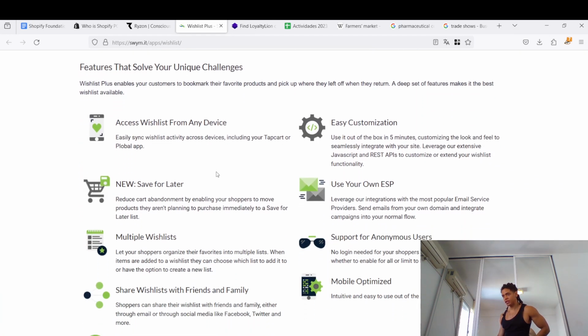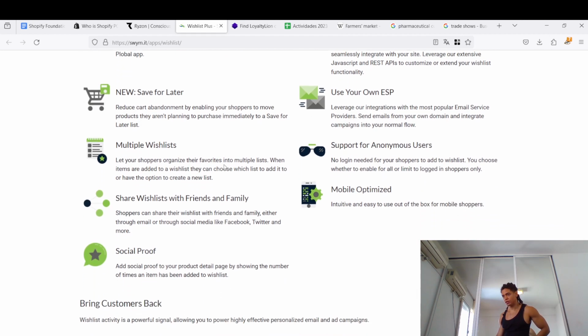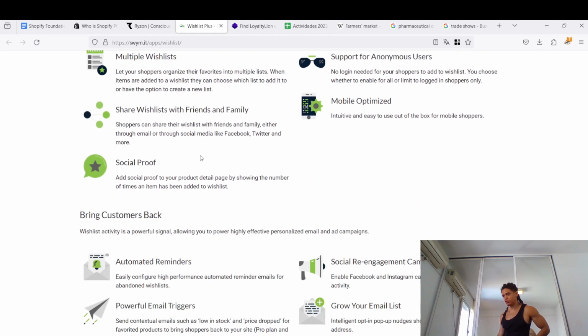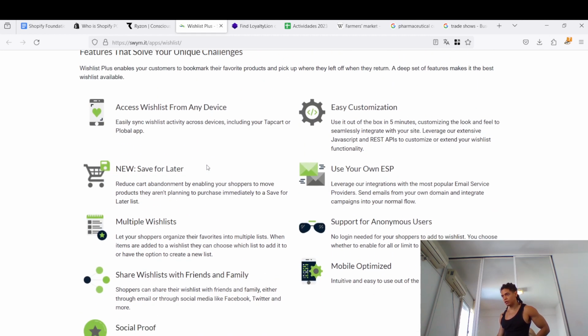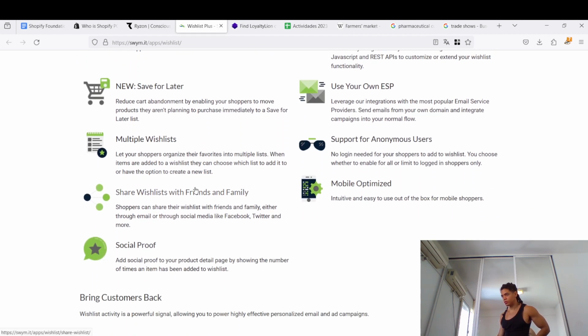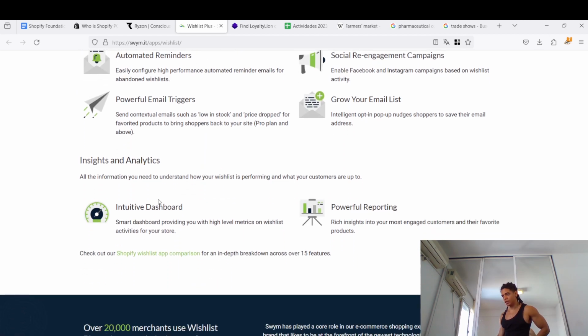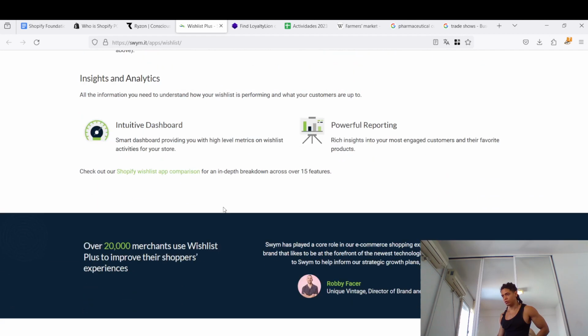Features that solve your unique challenges. Access wish lists from any device. Save for later. Multiple wish lists. Share lists with friends and family. Social proof. Easy customization. Support for anonymous users. No login needed for your shopper to add to wish list. You choose whether to enable for all or limit to logged-in shoppers only. Bring customers back: automated reminders, social re-engagement campaigns, powerful email triggers, grow your email list, insight and analytics, intuitive dashboard, and powerful reporting.